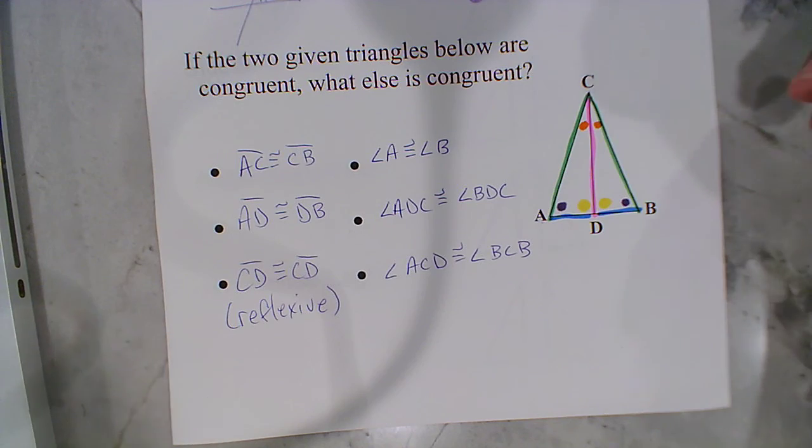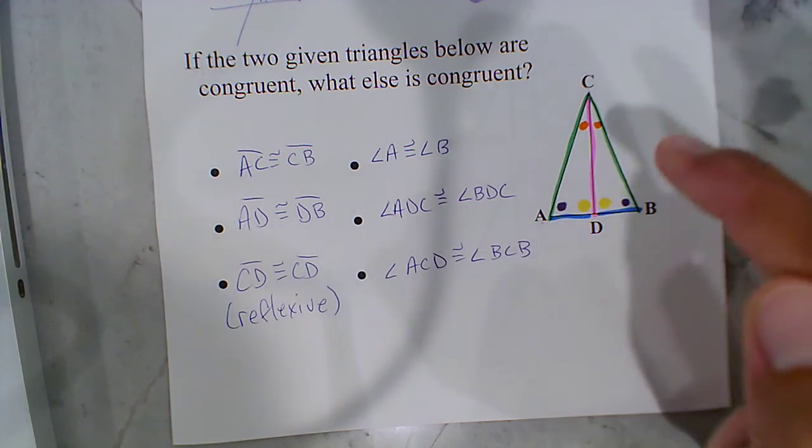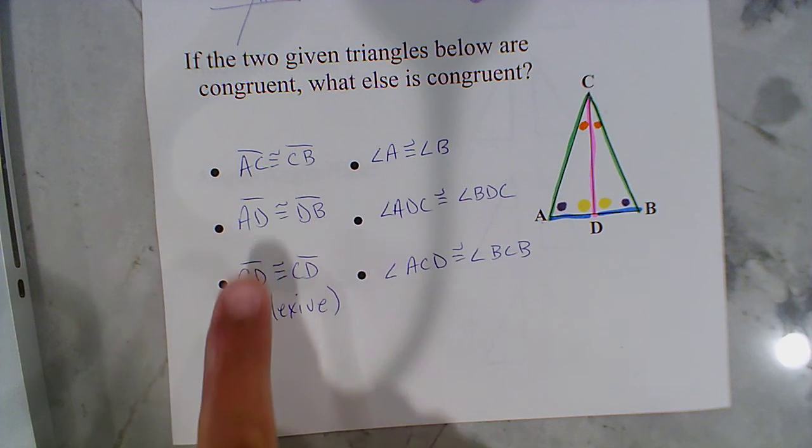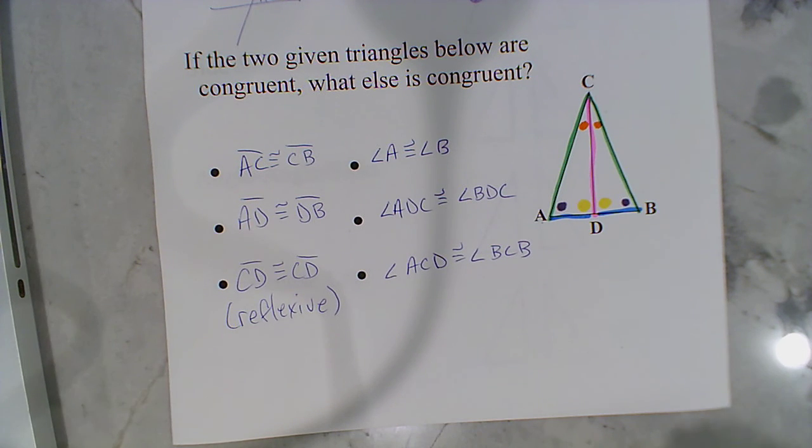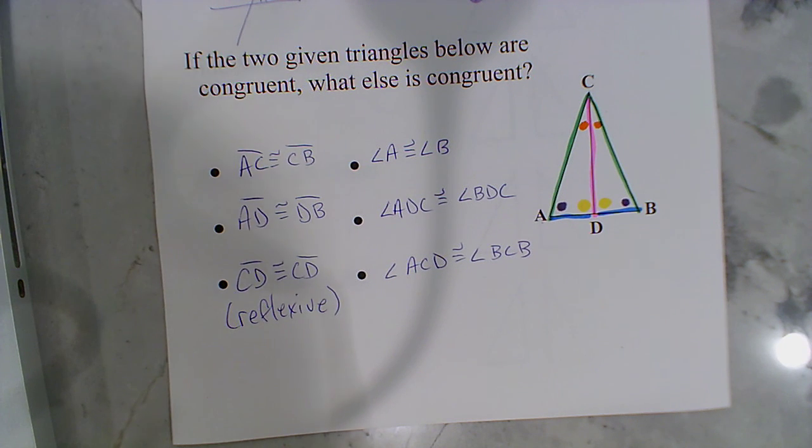So what do I want you to get out of this? As long as you have 2 congruent triangles, all 6 corresponding parts are going to also be congruent. That's what it means for 2 triangles to be congruent.